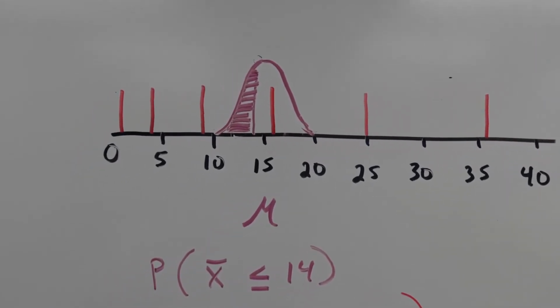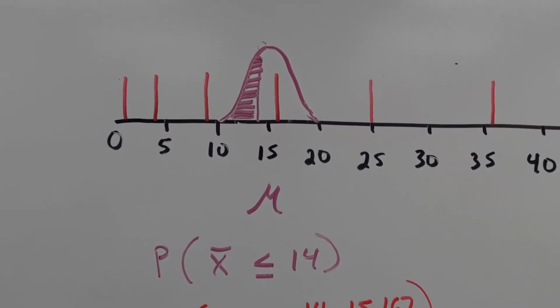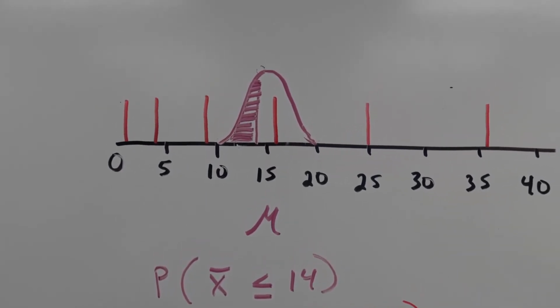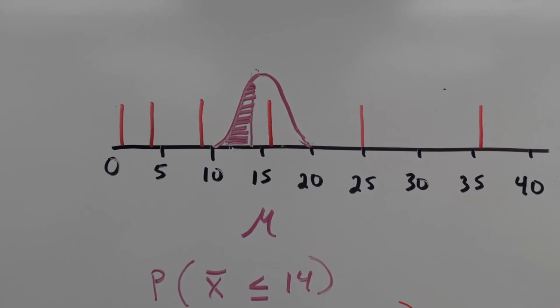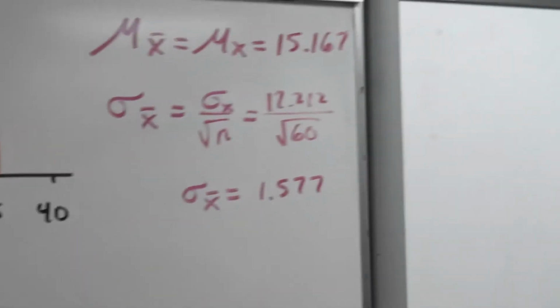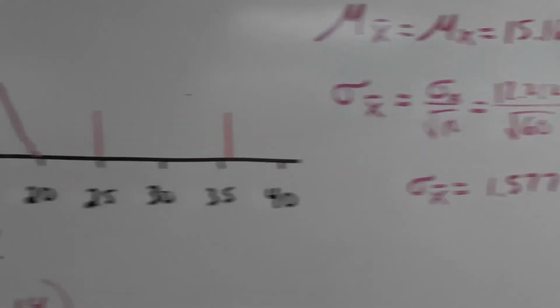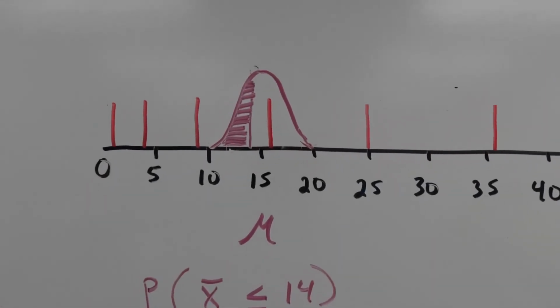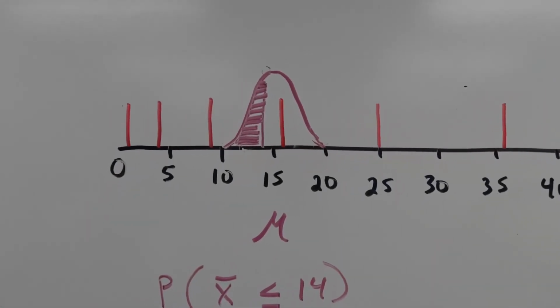We should on average get about 10 of each of those numbers in our sample. When we add those up and divide by 60, we get a mean average really close to 15, just above it, with a little bit of standard deviation, that 1.57. So that normal distribution is the approximate distribution of how sample means should be.